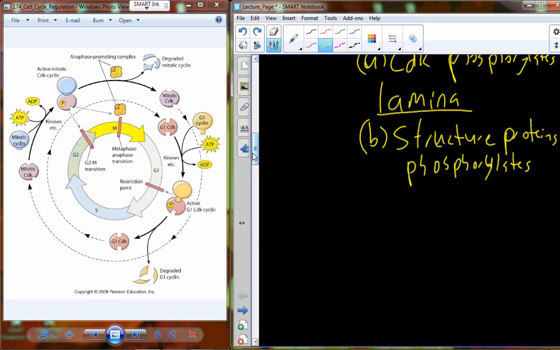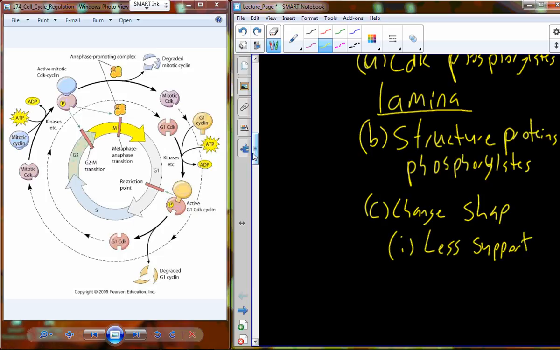Again, whenever we attach something to a protein, that protein changes shape, changes function. And by changing the shape, we reduce the support. So now the support structure is beginning to disappear for the nuclear envelope, and it's going to begin to fall apart because there's going to be less structure. So that's just one small example of what happens. The cyclin increases in concentration in response to cellular events, creating the cyclin CDK complex, which is the active form of the CDK. And then that CDK uses phosphates to phosphorylate a bunch of other proteins, including structural proteins that help keep the nucleus together. They're no longer active, and the nucleus begins to fall apart.